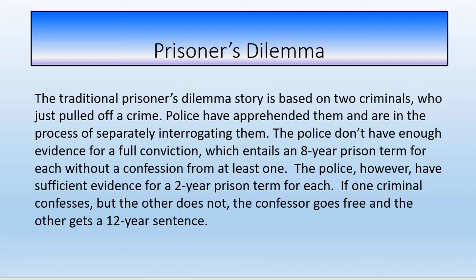The police don't have enough information or evidence for a full conviction, which entails an 8-year prison term for each, without a confession from at least one. So they need at least one confession. The police, however, have sufficient evidence for a 2-year prison term on each. If one criminal confesses but the other does not, the confessor goes free and the other gets a 12-year sentence for holding out. Let's summarize this in the following.